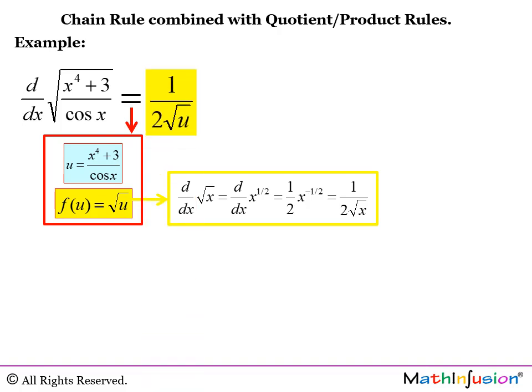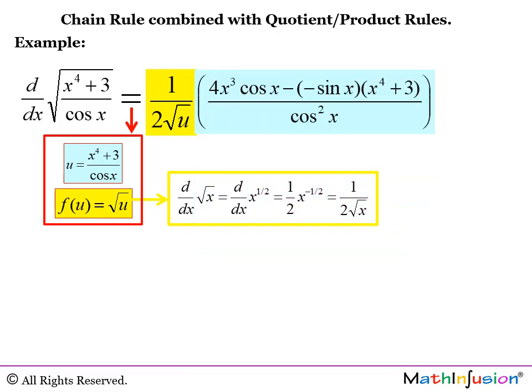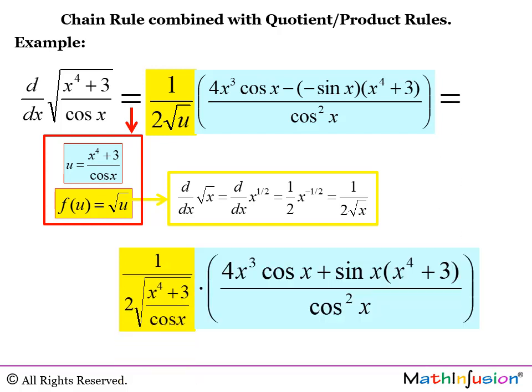Now I'm differentiating the outer function and I get 1 over 2 square root of u. And then I'm using the quotient rule for the second one. The only thing left to do is to replace u by (x to the 4 plus 3) over cosine x. I get that, and you just copy this one. And this is the answer.